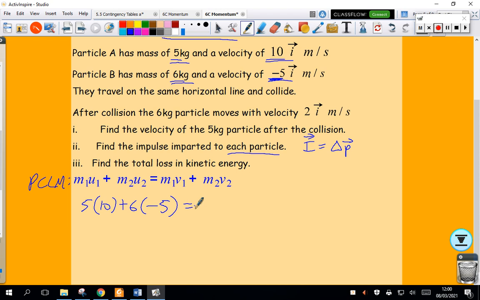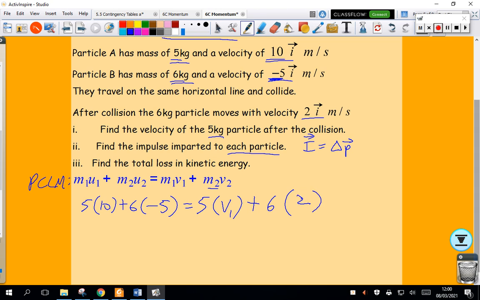Is equal to the mass of object 1, which is 5, times its final velocity after impact. The 6 kilogram particle, well, that's the second particle, isn't it? 6 kilogram, that's particle B. So the mass, we don't know. We're trying to find the velocity of the 5 kilogram mass. So we're trying to find that velocity of the first particle, plus the mass of the second particle, which is 6, and the 6 kilogram particle moves with a velocity of 2.